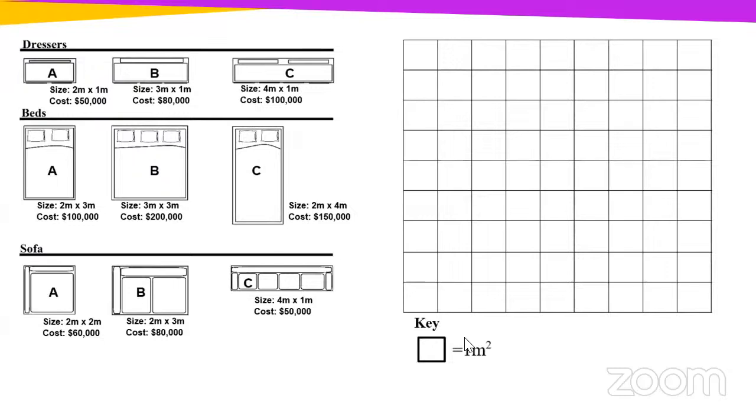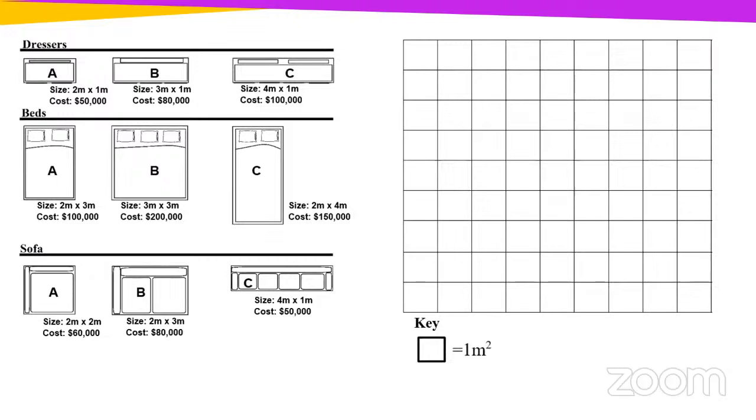Okay, boys and girls. Now, let's look at each of the categories. Remember, our aim now is to calculate the area of each of the furniture. We're starting off with the dressers, with dresser A. What is the size of dresser A again? Just type it in the chat quickly, please. What's the size of dresser A?